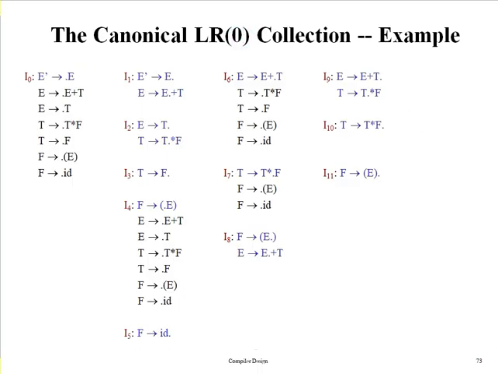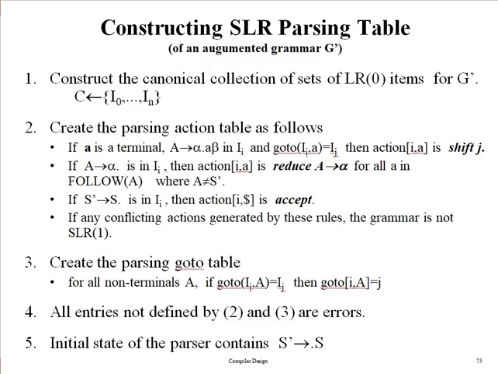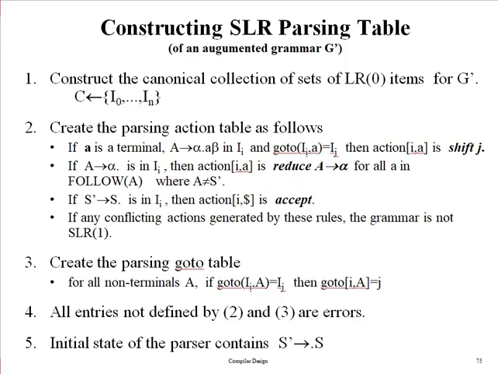LR0 items collection. So this is what represents the go to operation, that is how other items are generated from the previously created items. So this shows or indicates the state diagram or transition diagram as a go to function. So once we created the LR0 items, then we can follow this simple algorithm for constructing the SLR parsing table.